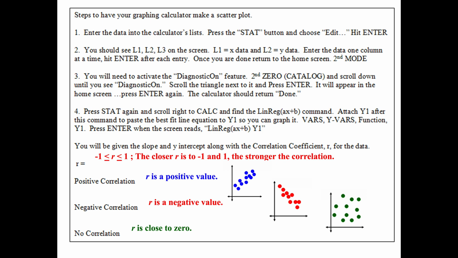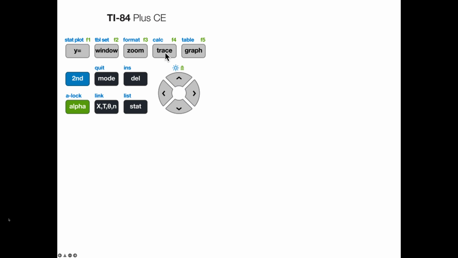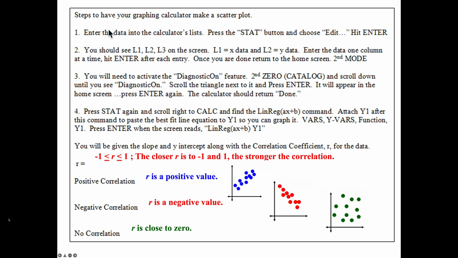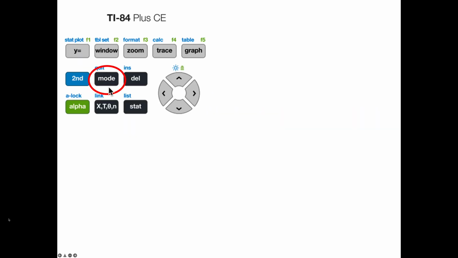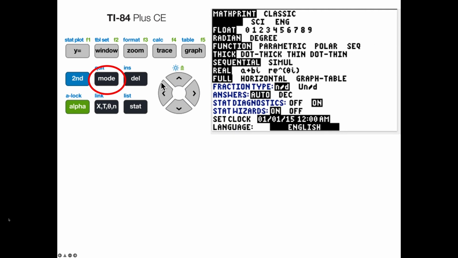But for the 84, all you have to do is go to the mode button. Hit the mode button, and you'll get a list of all the different types of functions and commands you can have in here. And you scroll down to where it says Stat Diagnostics, and you just want to highlight the on, put your cursor on, and make sure it has this black border around it. Then it's turned on. And once you have it on, it stays on until you want to turn it off.